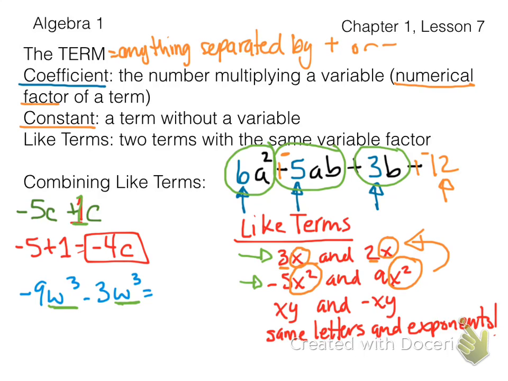All right, I'm back. Again, the terms are the same because they have the same variable and the exponent. So add the opposite. Negative 9 plus negative 3 is negative 12, and we're going to end up with negative 12w to the third. And I did it yellow and green.